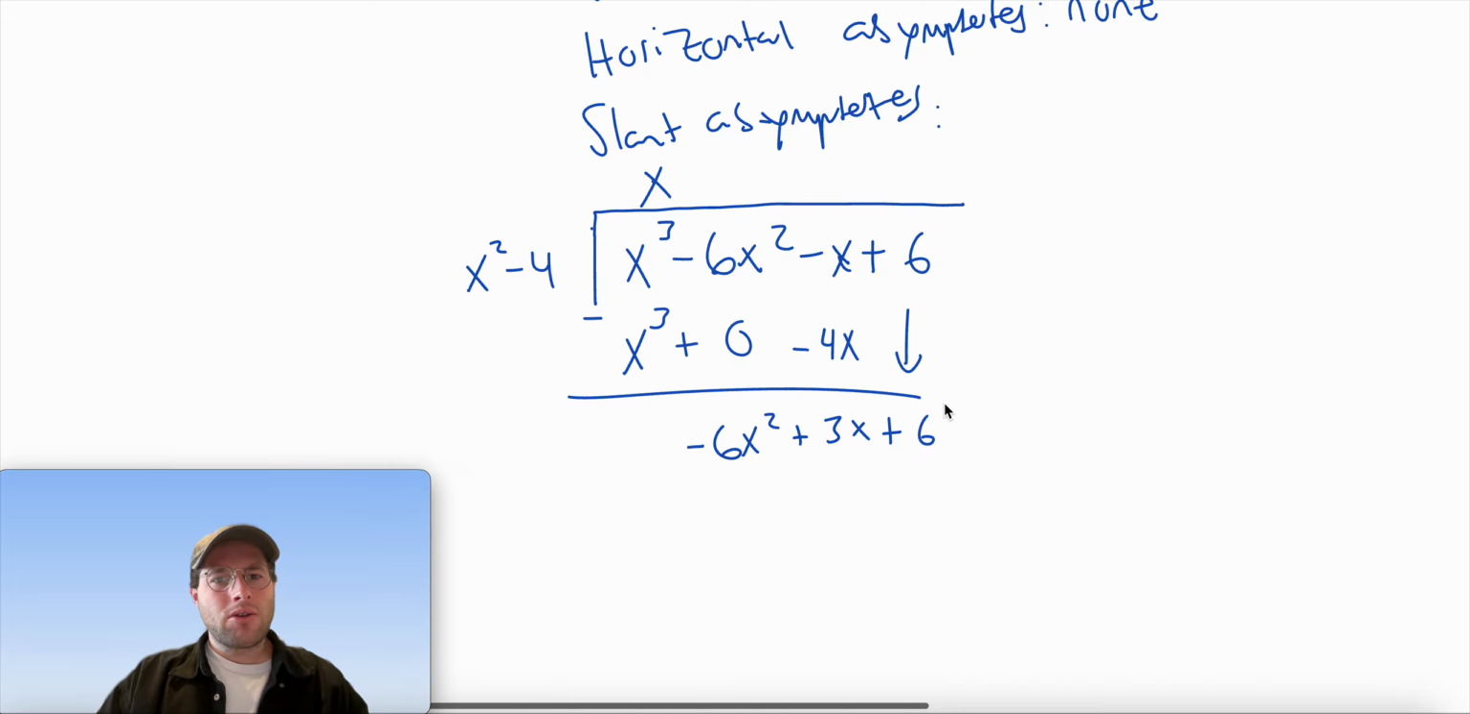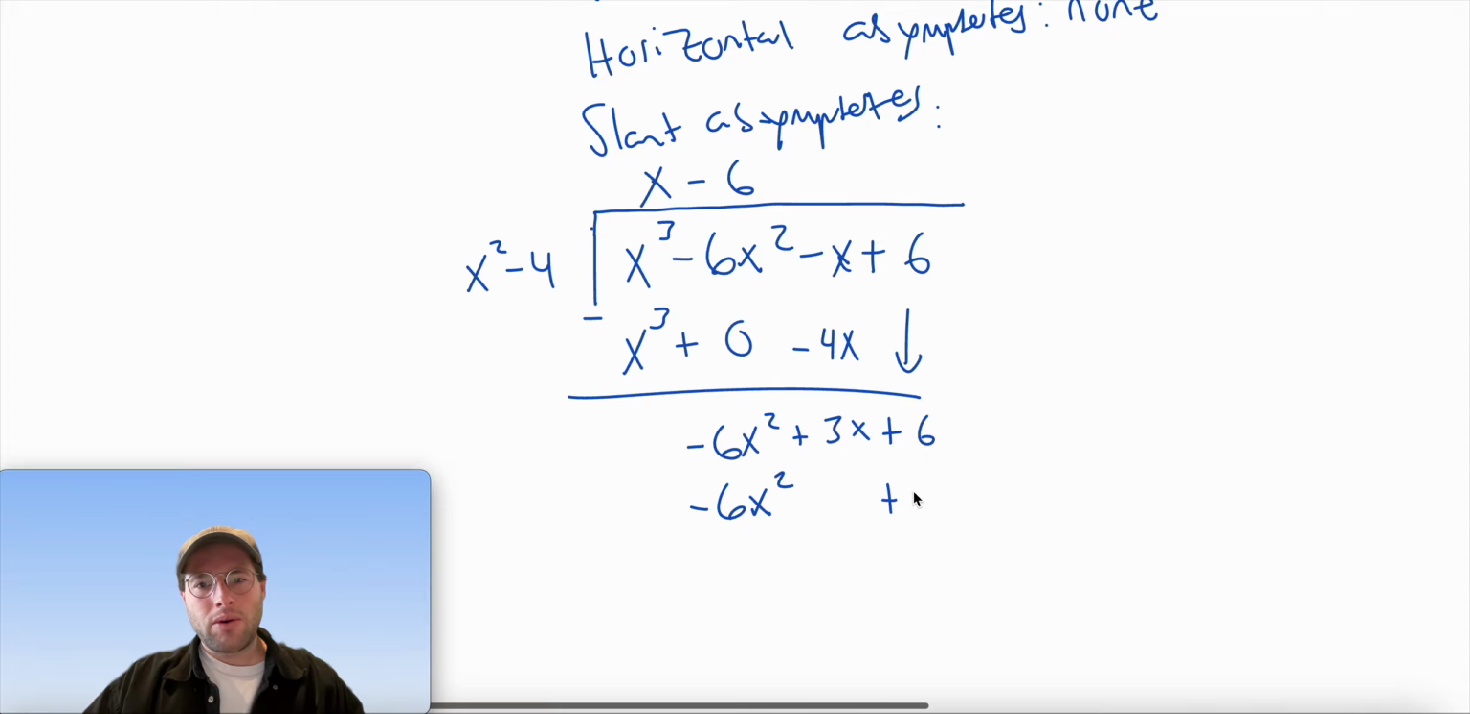Okay, and so back to what I was saying, where we want to multiply this x squared by something to get negative 6x squared, which in this case is going to be a negative 6. And so multiplying this back through, we're going to get negative 6x squared. Negative 6 times negative 4 will be a positive 24. So we can go ahead and write that here. And again, fill in a placeholder right here. Subtracting those, these are going to cancel.